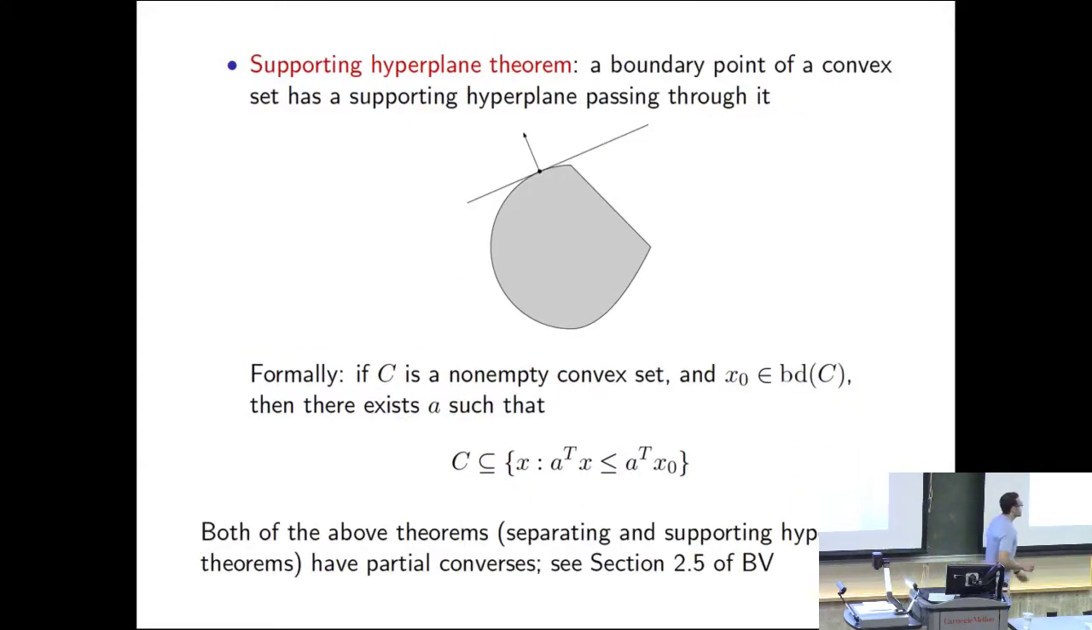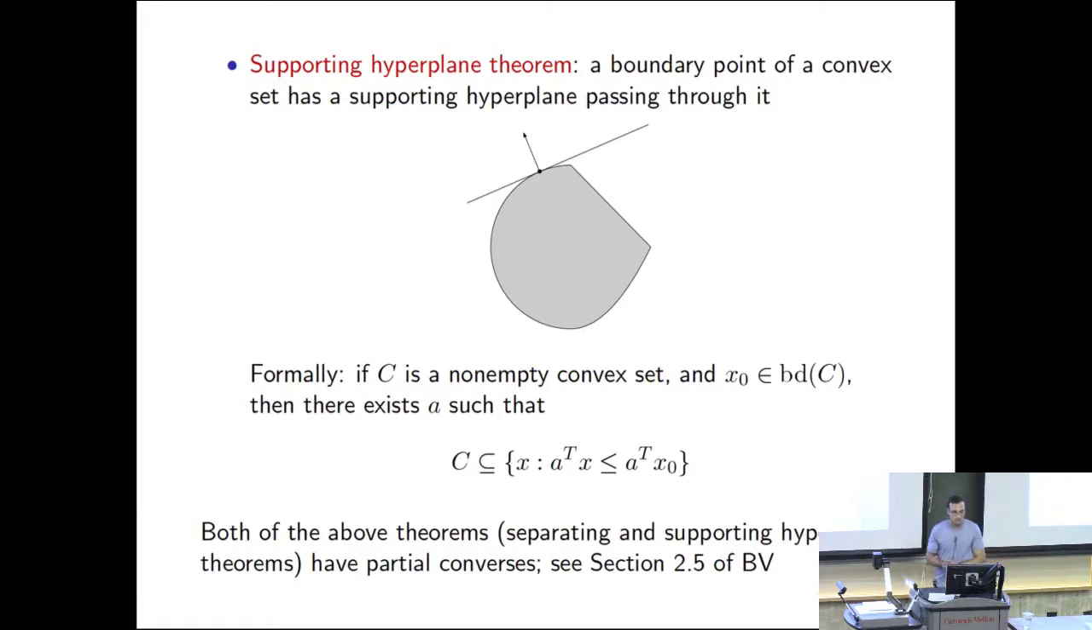The supporting hyperplane theorem is actually very related to the separating hyperplane theorem. In fact, the proof of this just uses the separating hyperplane theorem. The proof is very short, and it is as follows. If you give me a convex set and any point on the boundary of that set, and if you forget what that means formally, then go look at the real analysis review, then there's a supporting hyperplane passing through it.